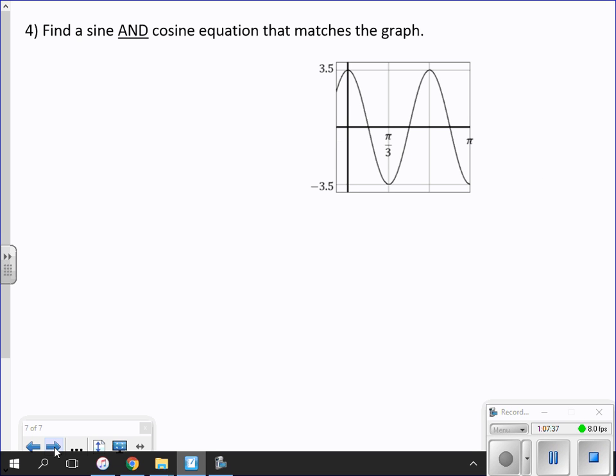We need to write two equations to fit this graph. We need to find a sine and a cosine. First question. Easy question. What's my amplitude? 3.5. Amplitude's 3.5.